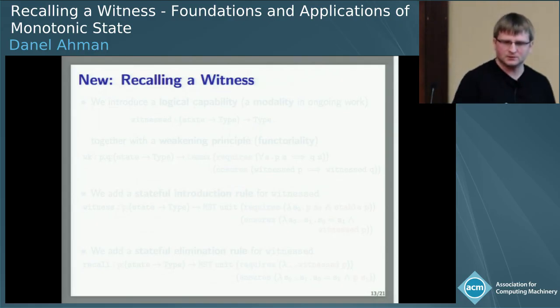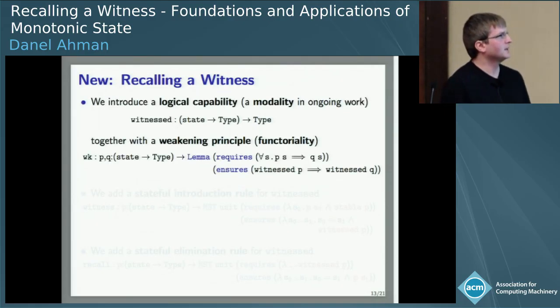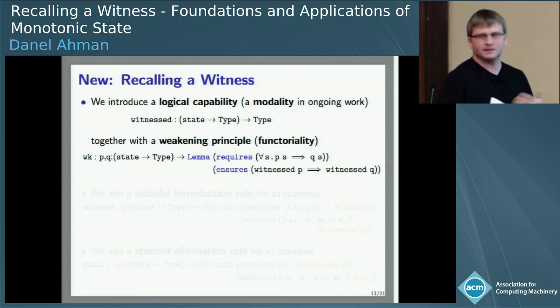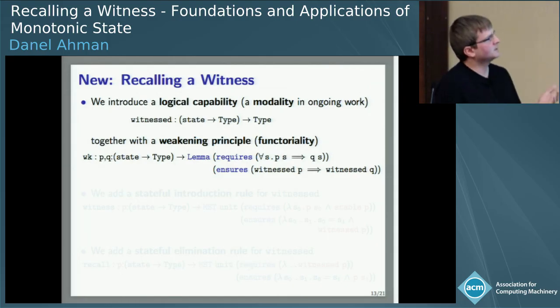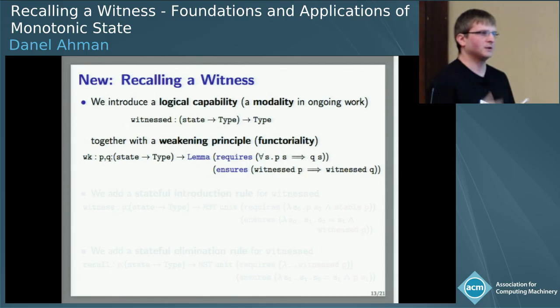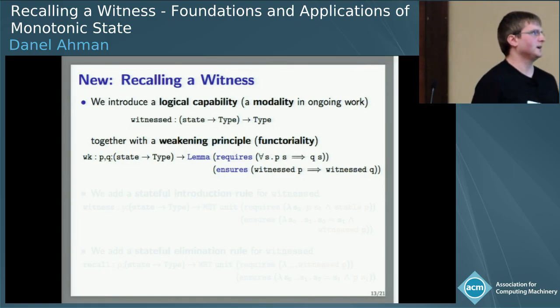And this brings us also back to the title of the talk. So as the first ingredient, we add what we call in the paper a logical capability, but you can also think of it as a modality. In some ongoing work, we're actually taking the modality aspect more seriously. So we have this logical capability called witnessed, which takes a predicate and states and gives you back a proposition. The idea being that witnessed P holds if P was true at some past state and is stable, so it will hold everywhere in the future. Or alternatively, if P is true now and holds everywhere in the future, together with just a weakening principle.